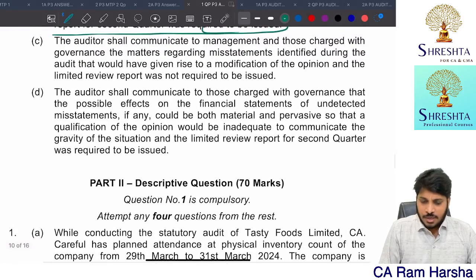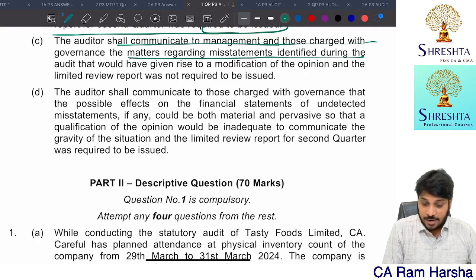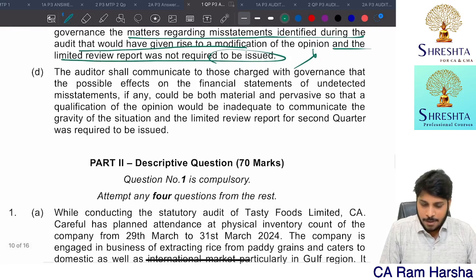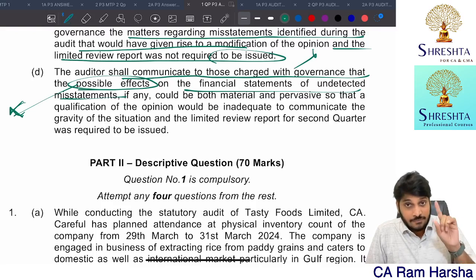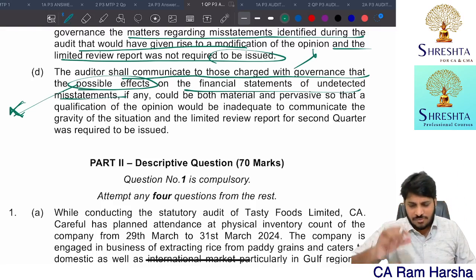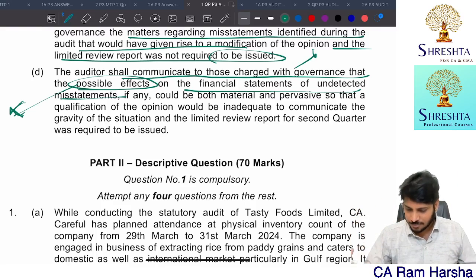C also we will see. The auditor shall communicate to management and those charged with governance matters regarding misstatements identified that would have given rise to modification of the opinion, and limited review report not required. That's wrong. The auditor should communicate to those charged with governance the possible effect on the financials of undetected misstatements. All that is not required, because you didn't get evidence itself. Possible effect and all, you can't even identify. Undetected misstatements and all, you can't. That's not it. Whatever mistakes you identified, only that you should communicate. Open SA 705, you will find the exact sentence in our book.